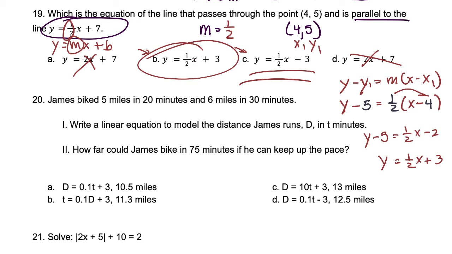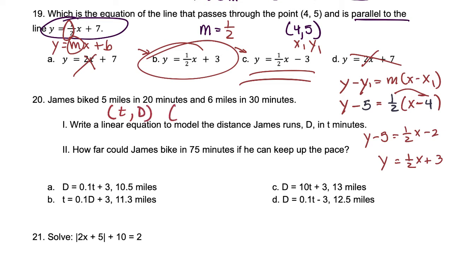Number 20. James biked 5 miles in 20 minutes and 6 miles in 30 minutes. Write a linear equation to model this distance. So this is essentially find the equation of a line, and in this case, they've given us 2 points. We want it to model distance in time, so we'll make t our x, and we'll make distance our y.